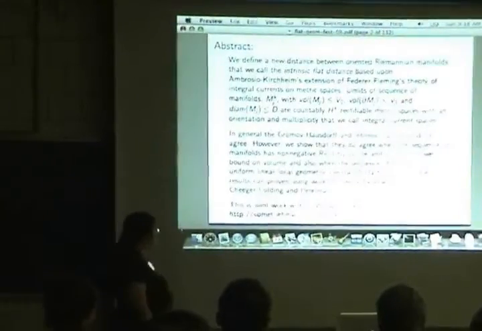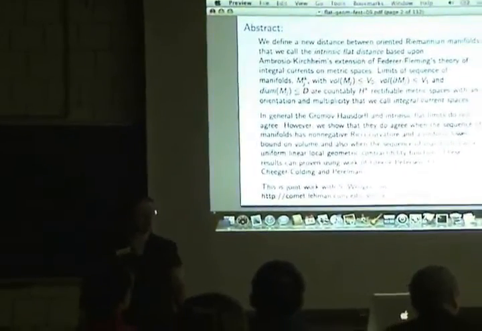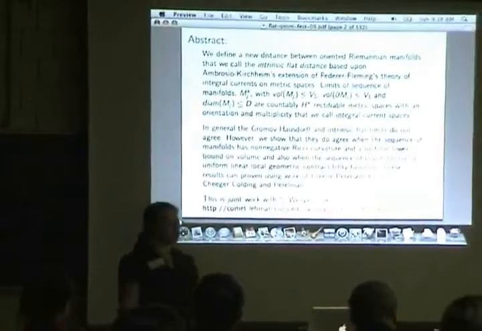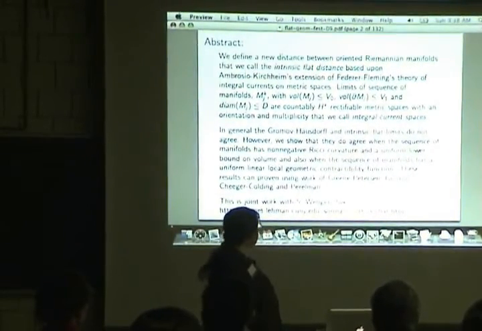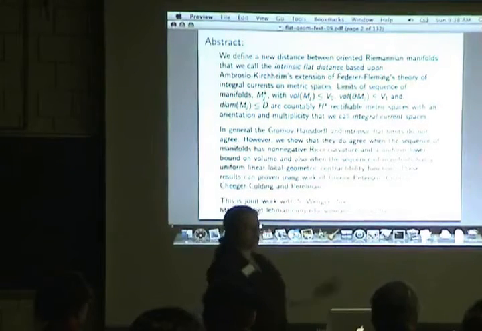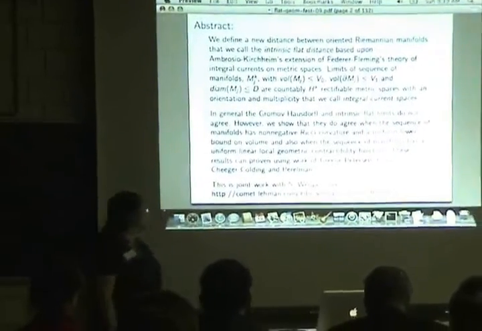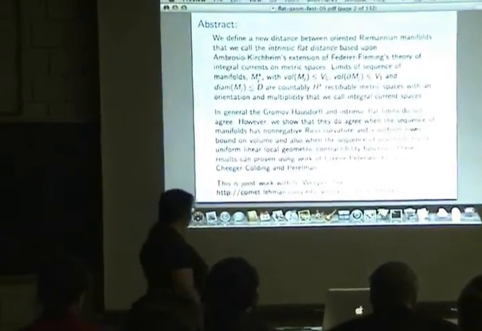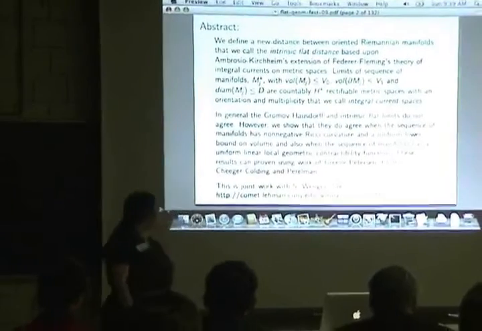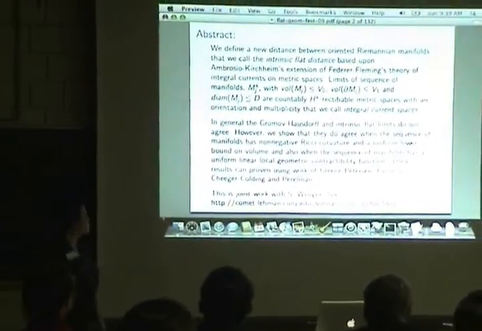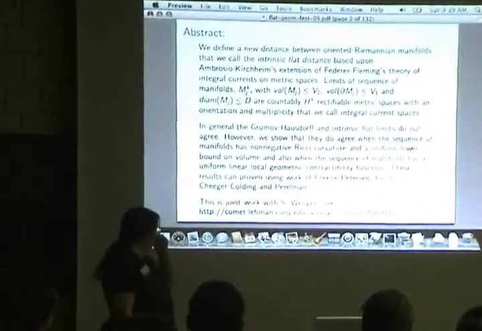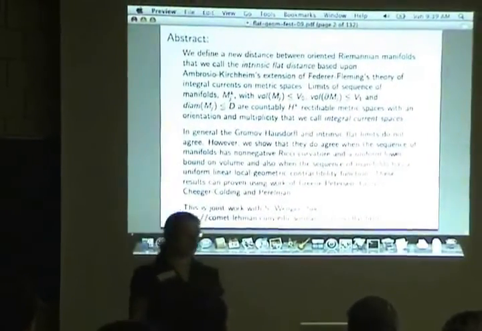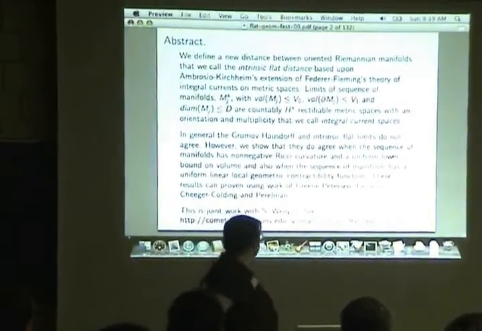In general, the Gromov Hausdorff and the intrinsic flat limits are not going to agree, and so we analyze situations in which they do agree. In general, our convergence occurs for a larger class of sequences. So there are many sequences that don't converge with Gromov Hausdorff that do converge now. And we do show that in the case of non-negative Ricci curvature the two limits do agree, and also when there are uniform linear local geometric contractibility functions. So I'll define all these things during the talk.